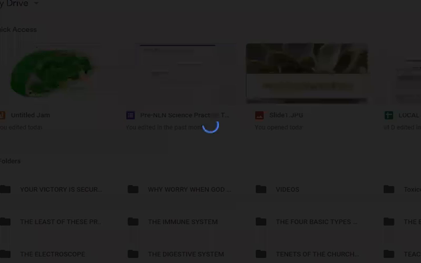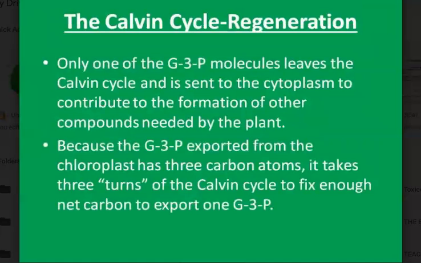You use and reuse and reproduce. Only one of the G3P molecules leaves the Calvin cycle and is sent to the cytoplasm to contribute to the formation of other compounds needed by the plant. Because the G3P exported from the chloroplast has 3 carbon atoms, it takes 3 turns of the Calvin cycle to fix enough net carbon dioxide to export 1 G3P.